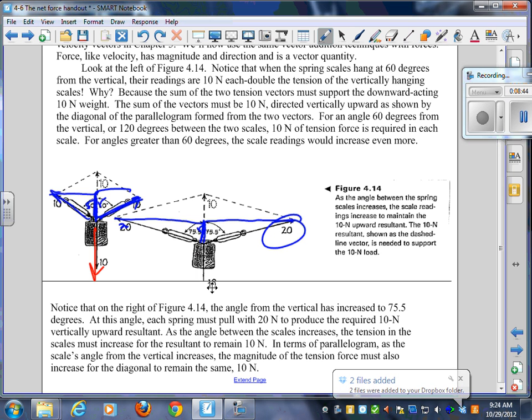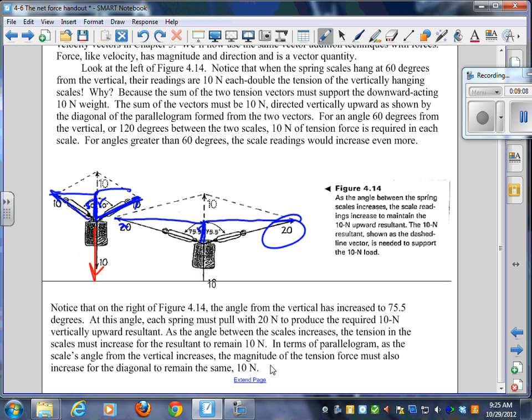Notice on the right of figure 4.13 that the angle from vertical is increased to 75.5 degrees. At this angle, each spring must pull with 20 newtons to produce the required 10 newtons vertically upward result. As the angle between the scales increases, the tension in the scales must increase for the resultant to remain 10 newtons. In terms of the parallelogram, as the scales angle from the vertical increases, the magnitude of the tension force must also increase for the diagonal to remain the same 10.